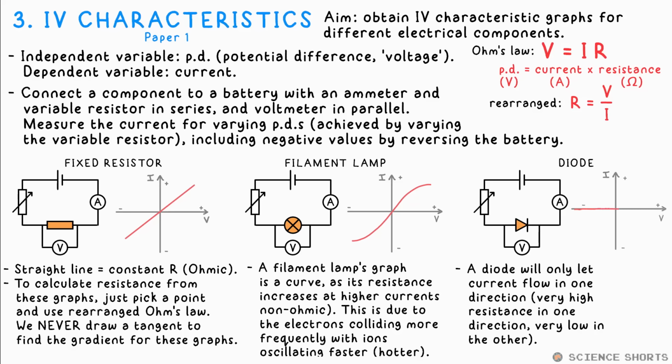Finally, if you do this with a diode, you only get currents for a positive PD, as they only allow current to flow in one direction. We say they have a very high resistance in one direction, very low in the other.